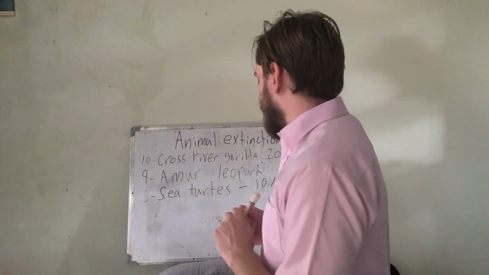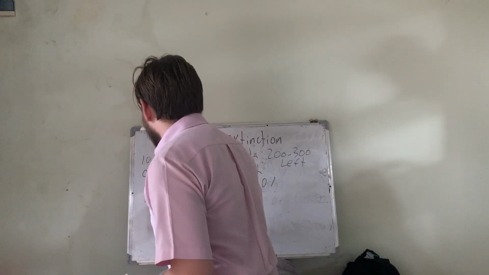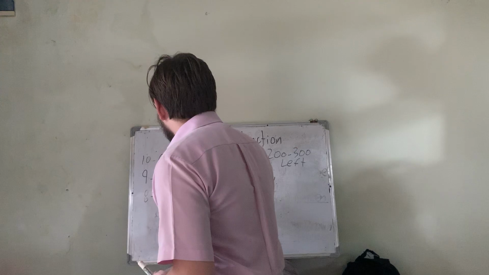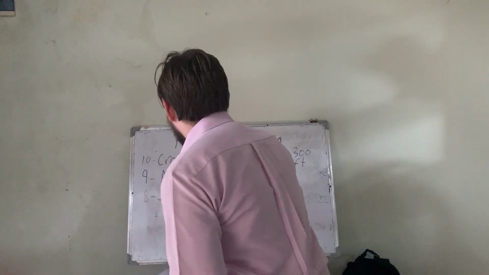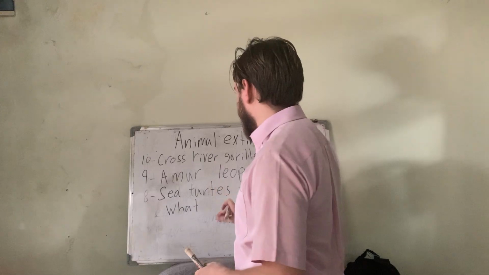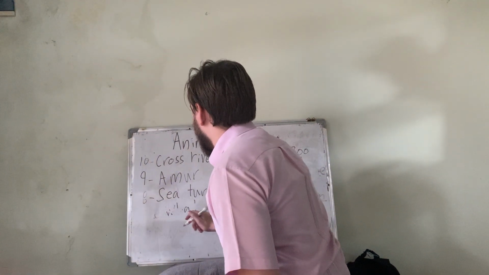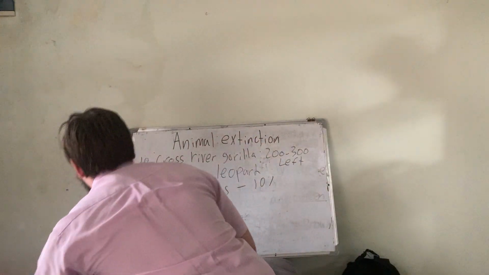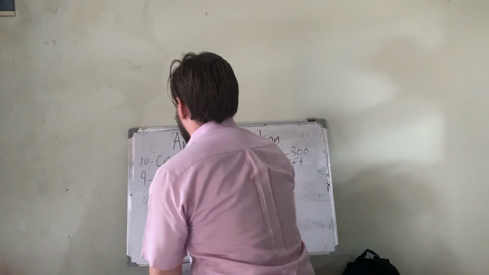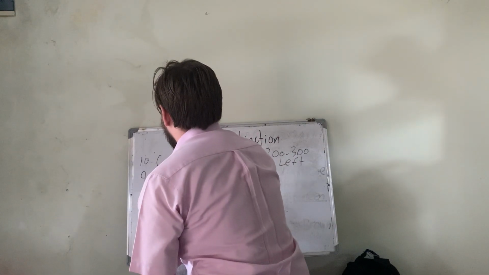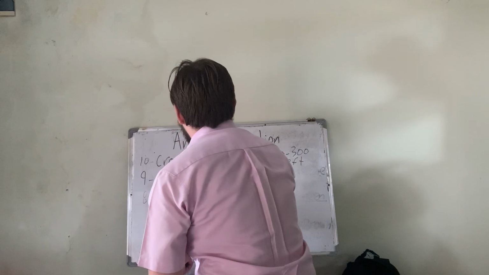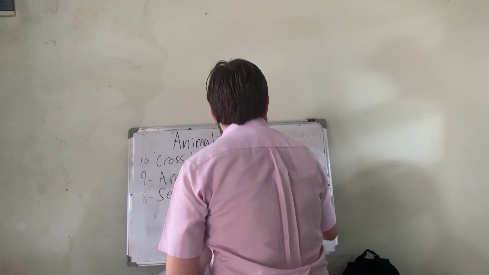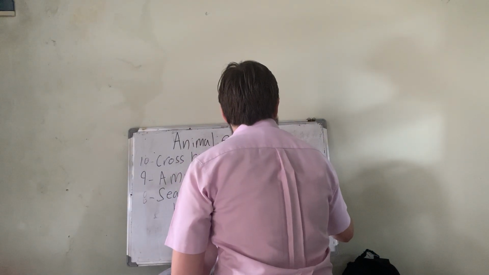So, to stop these, the question should be, actually let me start again. We should ask ourselves, how does an animal become extinct?